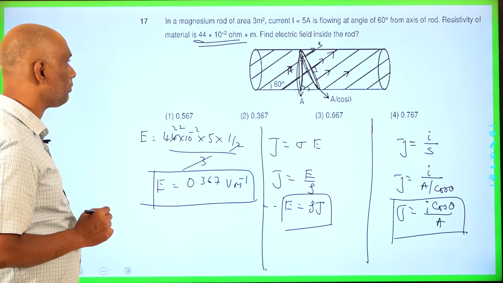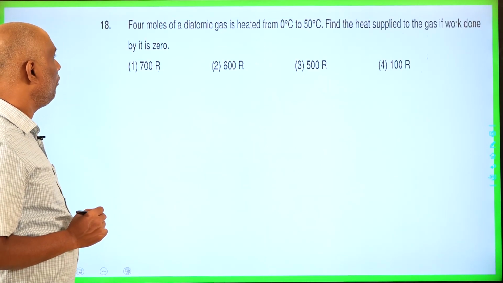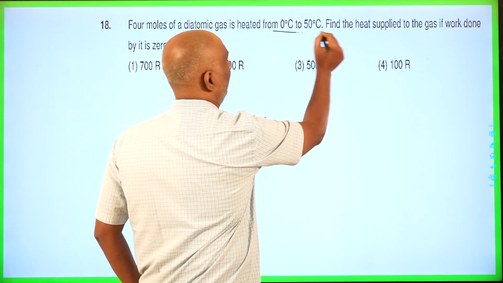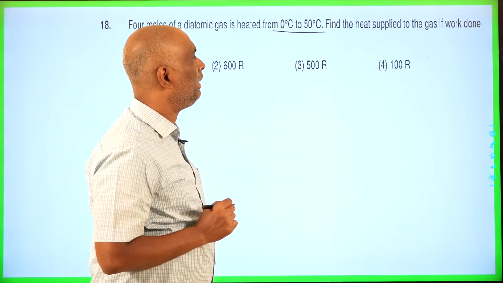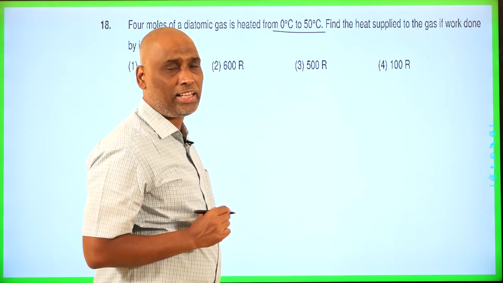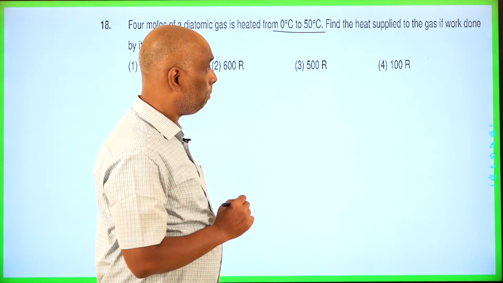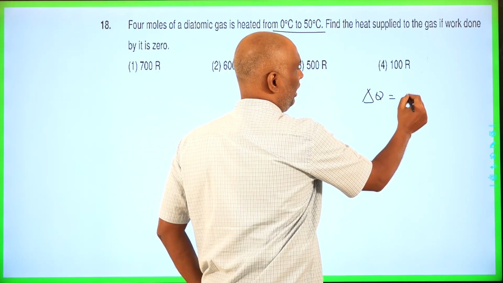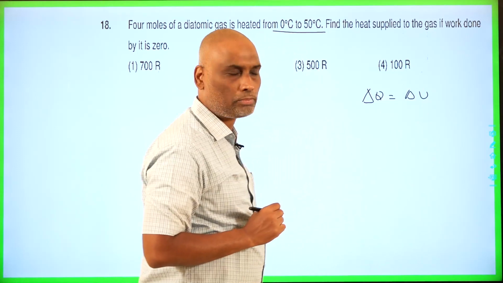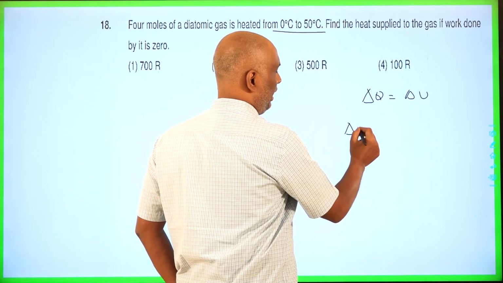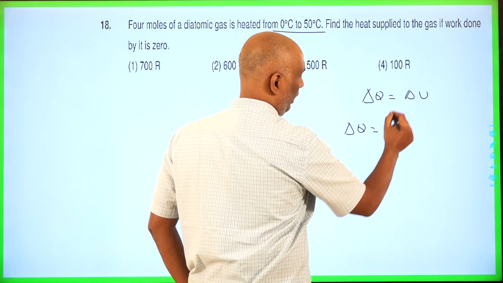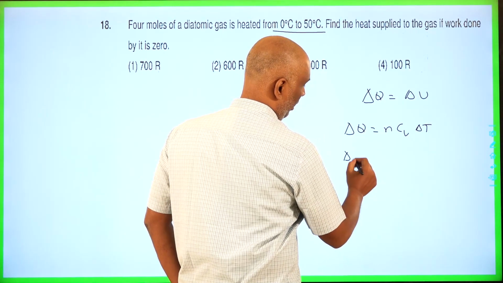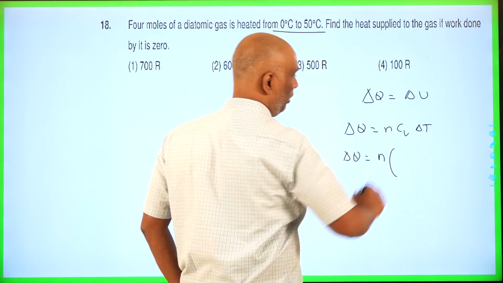Question number 18. 4 moles of a diatomic gas is heated from 0 degrees centigrade to 50 degrees centigrade. Find the heat supplied to the gas if the work done by it is 0. Because work done is 0, the heat supplied will be given by delta Q is equal to delta U. So delta Q becomes equal to delta U, which is nothing but n Cv delta T. Delta Q becomes equal to n into the value of Cv.